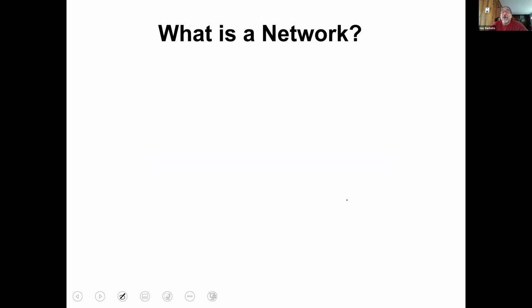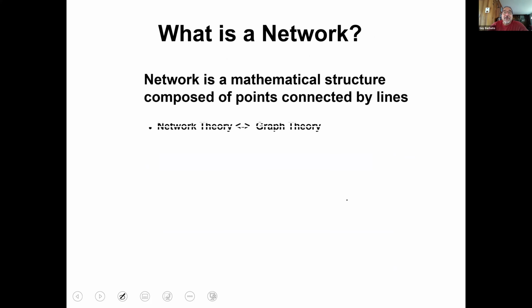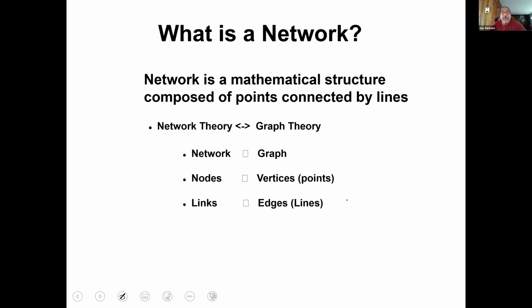So what do we really mean when we talk about a network? A network, aside from being an intuitive feel of what the graph is, is actually a mathematical structure, and it's a relatively new area of mathematics. It's really anything where we're composing a series of points that are connected by lines. And network theory is actually an offshoot of graph theory.